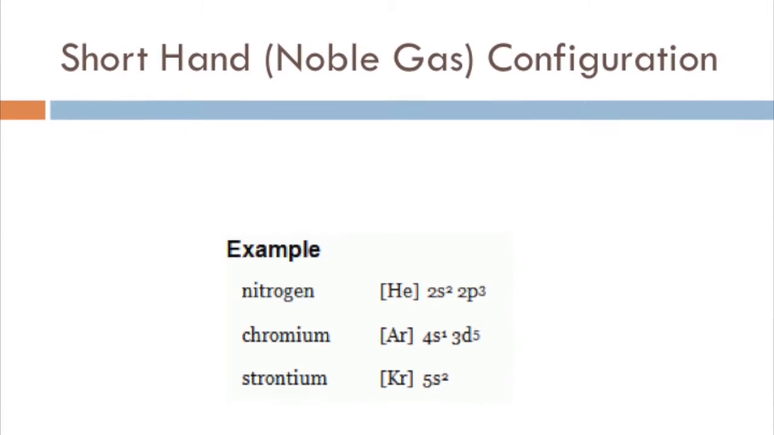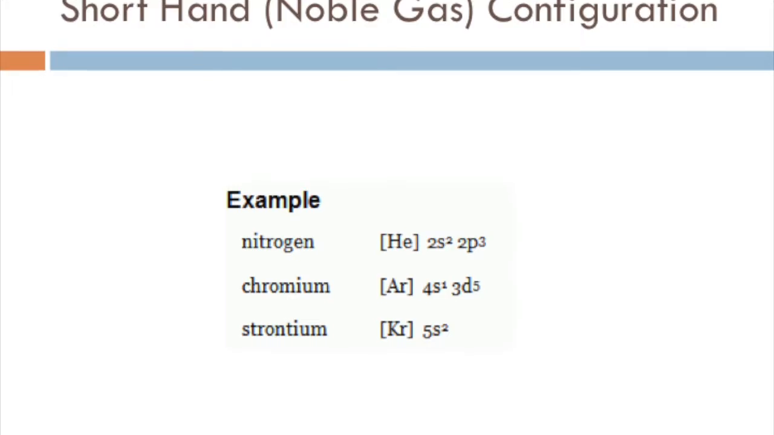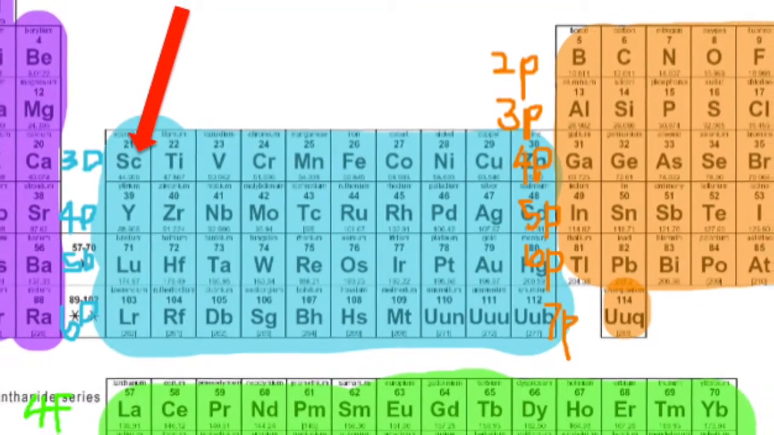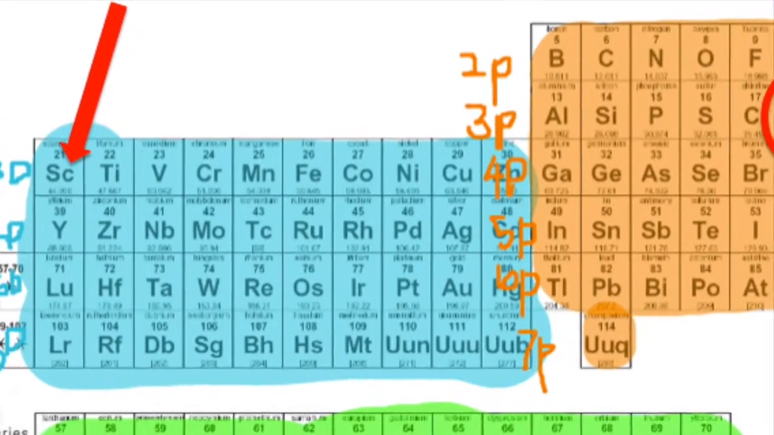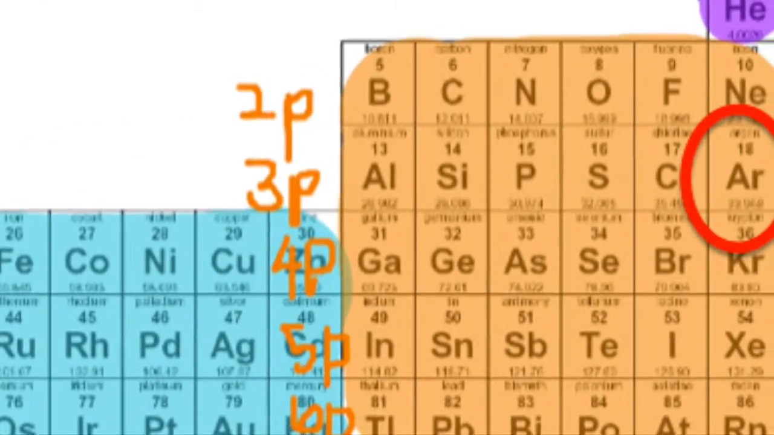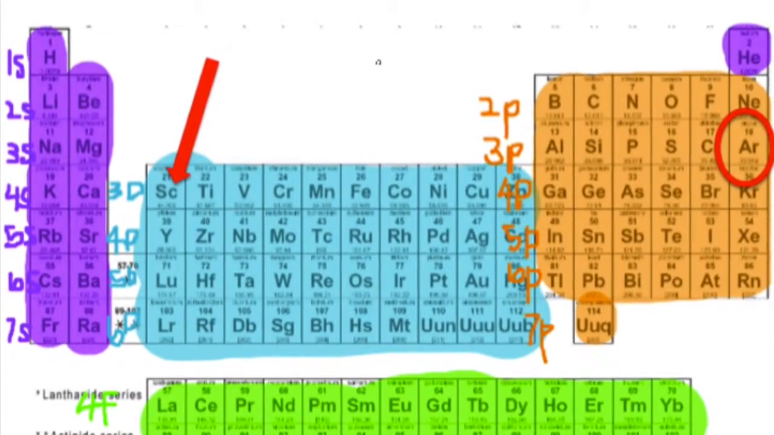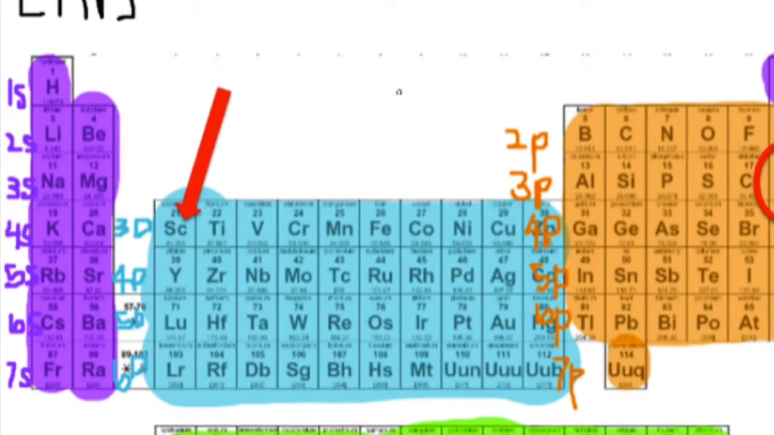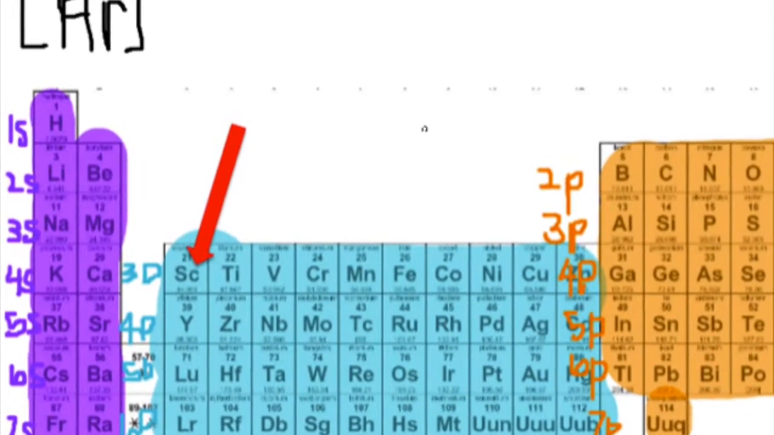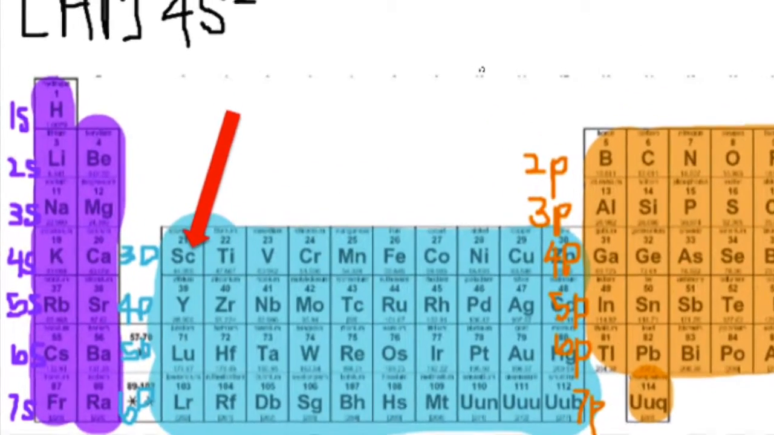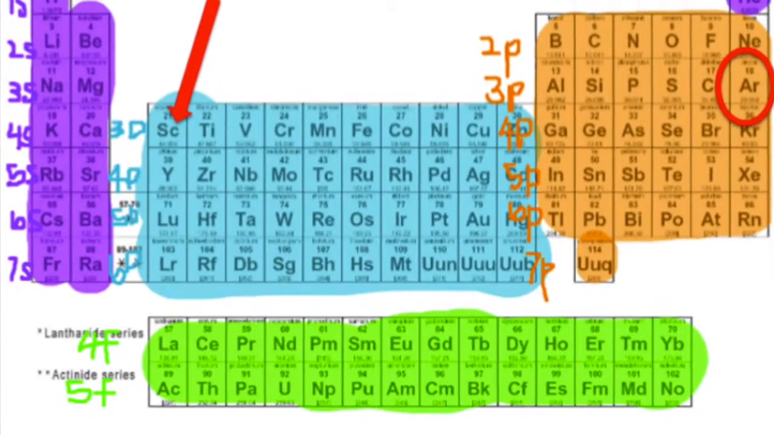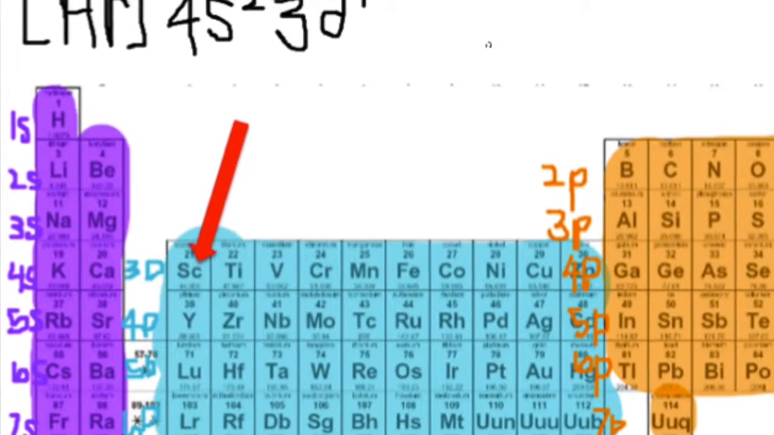Now we are going to learn the shorthand or noble gas method. We are going to use scandium again. This time we will look at the noble gas that comes before our element. In this case, it is argon. We write argon in brackets and do the same method as last time, but starting from argon instead of hydrogen. So 4s fills up and we give it an exponent of 2 and then 3d to the first since we have already reached scandium. That's all there is to it.